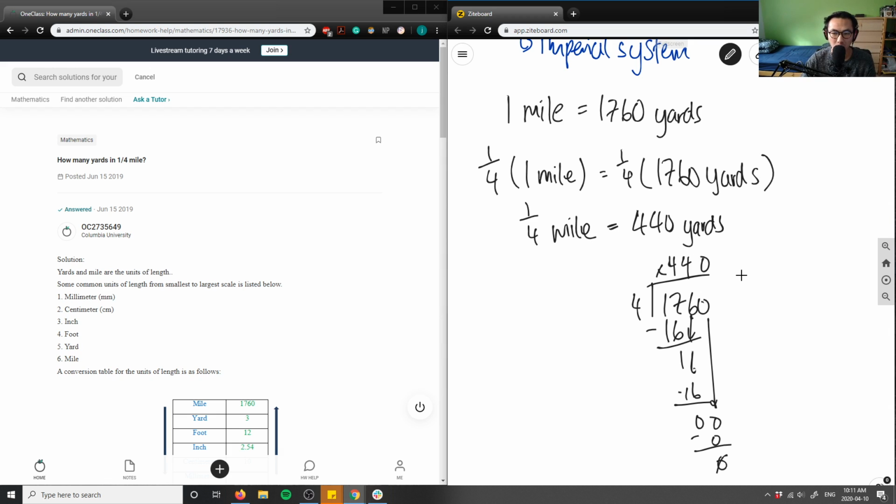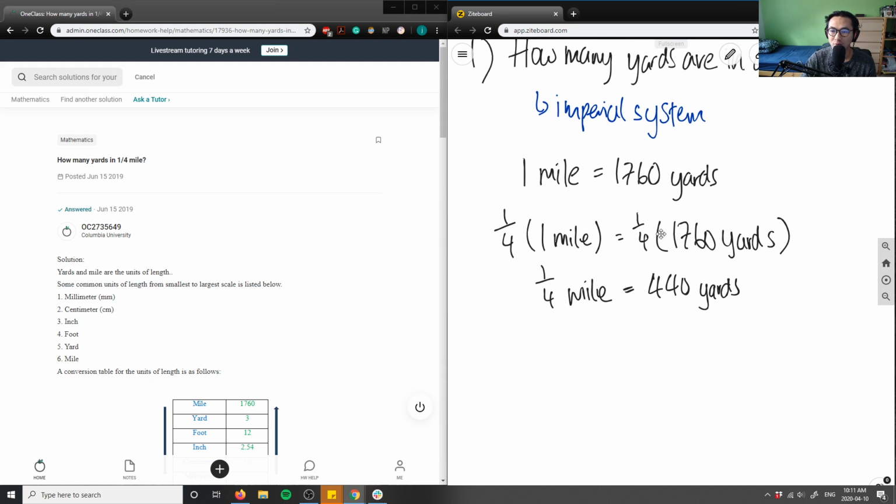If you have a calculator at home, you just plug it in. I have a Casio FX991 here. I'm plugging in 1760 divided by 4, which is again 440. So that's correct. So I'm just going to erase this because I don't know if you still do long division. So we have our answer here, right? Our answer here is 1/4 mile equals 440 yards.